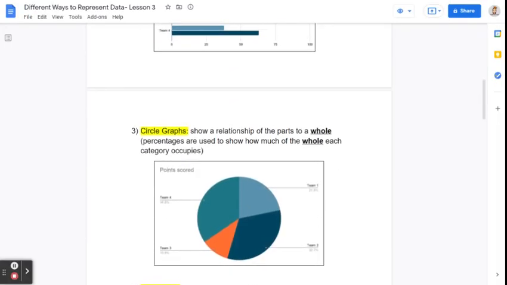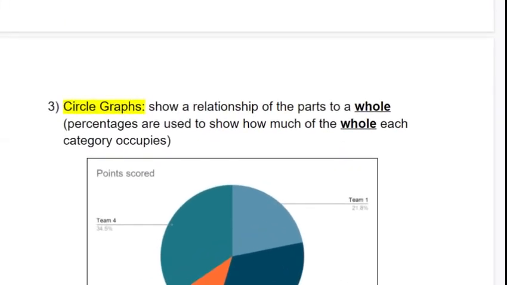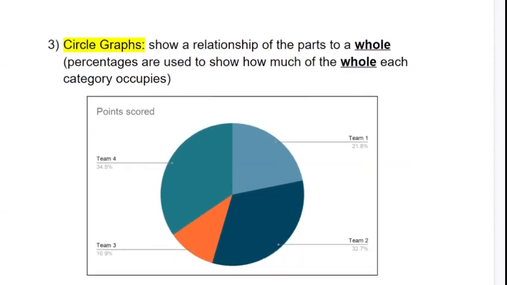Circle graphs show a relationship of the parts to a whole, and percentages are used to show how much of the whole each category occupies. So in this example here, you have your title and your circle graph, which is divided into 4 parts. Those parts or categories are labeled as Team 1, Team 2, Team 3, and Team 4, and they have percentages to show us how much of this whole circle graph each category is occupying.